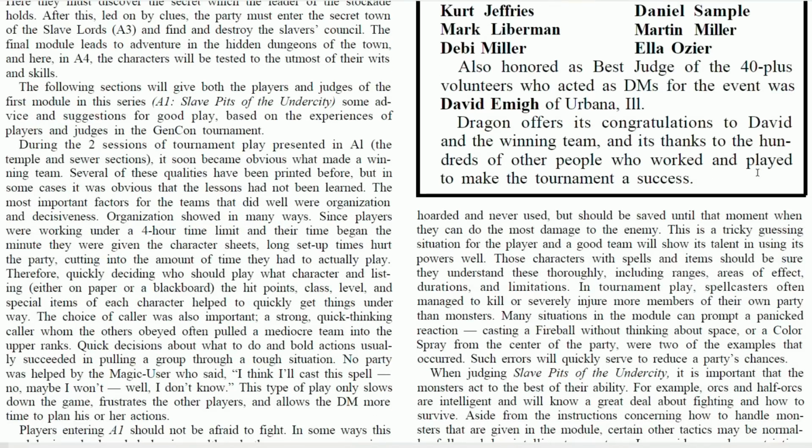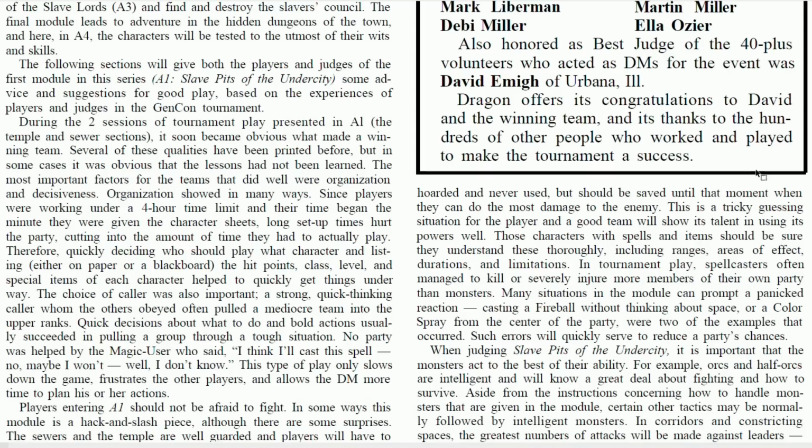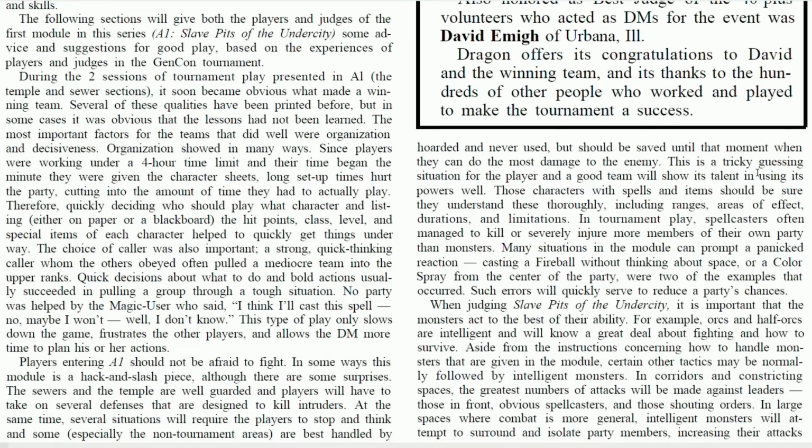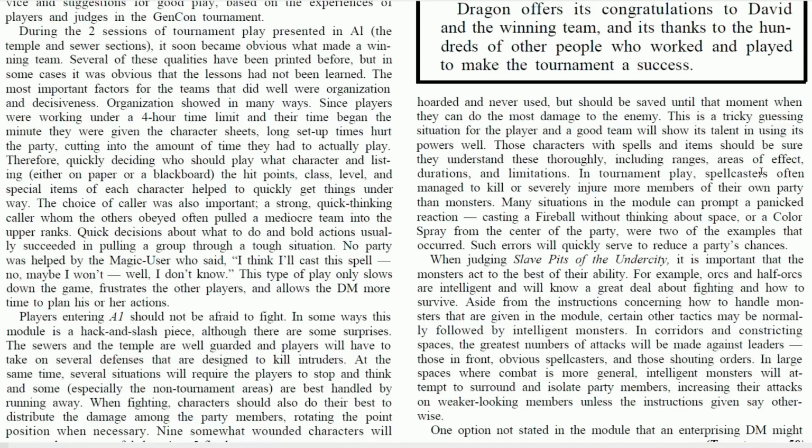And so then he says it became quite obvious what made a winning team, and that several of the qualities have been printed before. But in case you haven't learned those lessons, he says the most important factors for the teams that did well were organization and decisiveness. And then he says, organization showed in many ways since players were working with a 4-hour time limit and their time began the minute they were given the character sheets. Long setup times hurt the party, cutting into the amount of time that they had to actually play. Therefore, quickly deciding who should play what character and listing either on paper or a blackboard the hit points, class, level, and special items of each character helped to quickly get things underway.